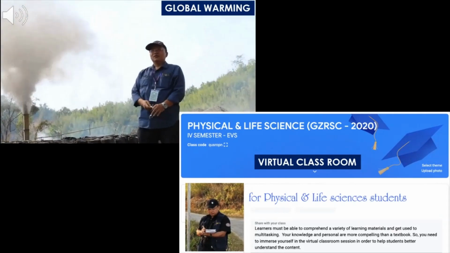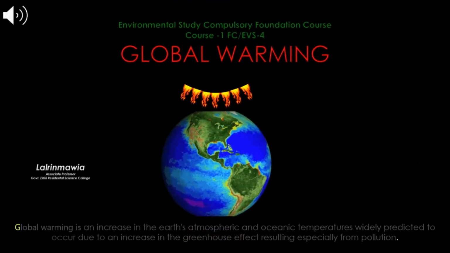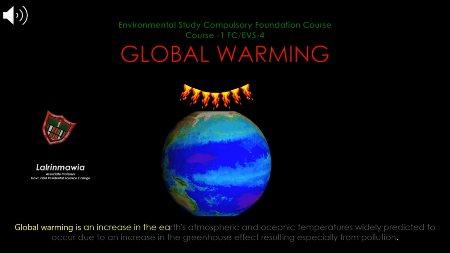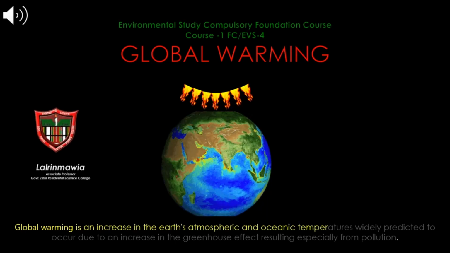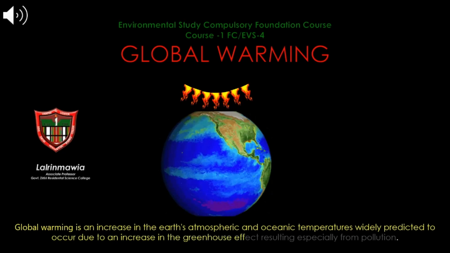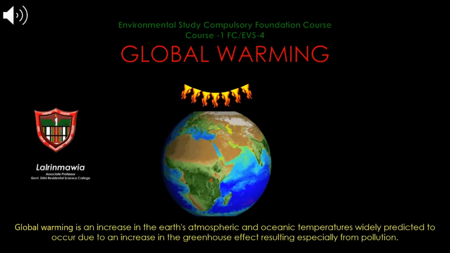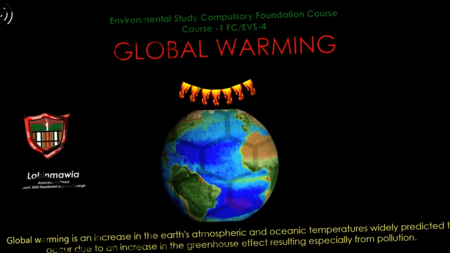Today we are going to talk about global warming. Global warming is an increase in the Earth's atmospheric and oceanic temperatures, widely predicted to occur due to an increase in the greenhouse effect, resulting especially from pollution.